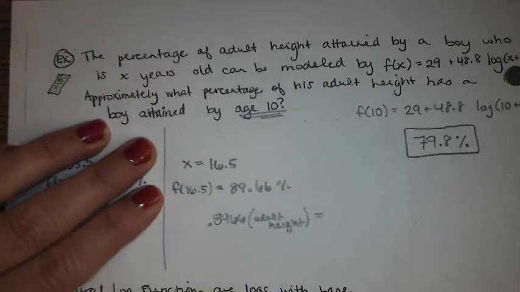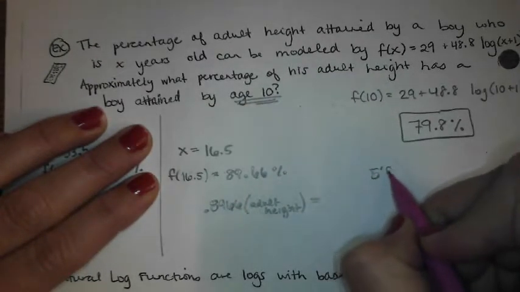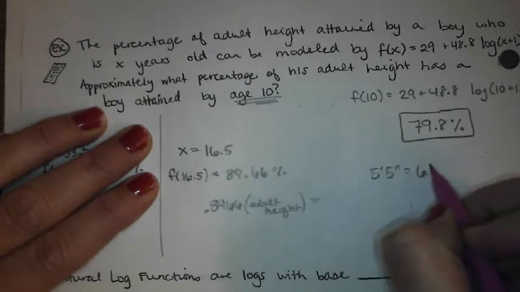How tall are you right now? 5 feet 5 inches. So 5 feet 5 inches equals 65 inches.